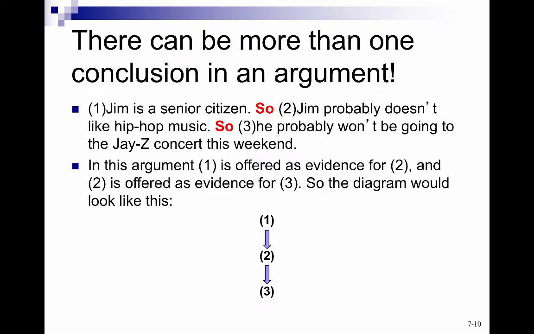So if we label them 1, 2, and 3, we can then look at this argument and notice that the first statement is offered as evidence for the second statement. Jim is a senior citizen, so he probably doesn't like hip-hop music. So 1 supports 2. And then 2 supports 3. Statement 2 is both a conclusion and evidence for the next conclusion. So the diagram looks like it does at the bottom. 1 leads to 2, which leads to 3.